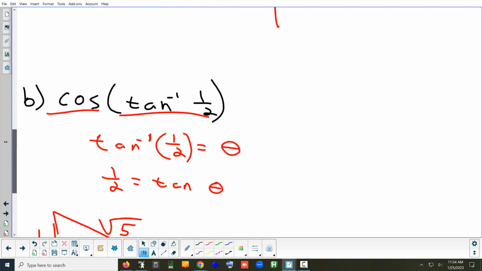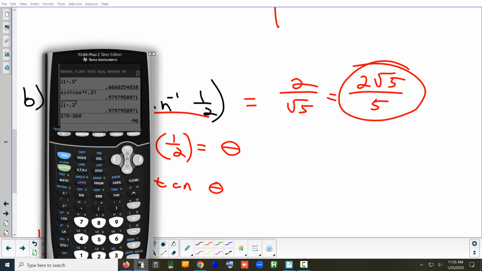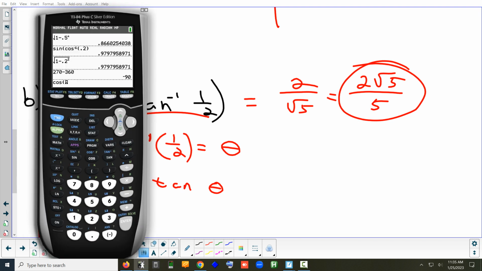2 over root 5. This is where we would normally end up with the 1 minus v squared, square root of kind of thing. But that didn't happen because we had all numbers. And there's your exact answer. If you try to type that in on a calculator, you're not going to be able to do it.